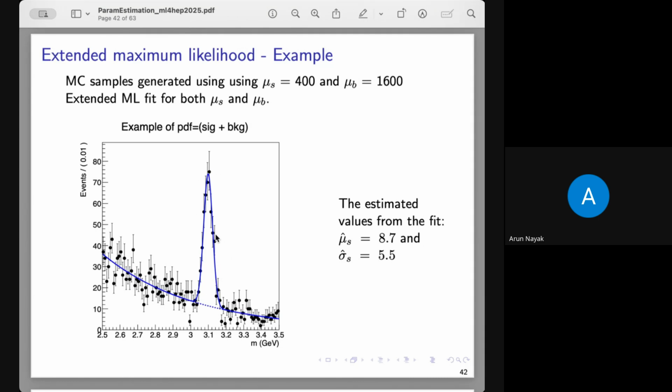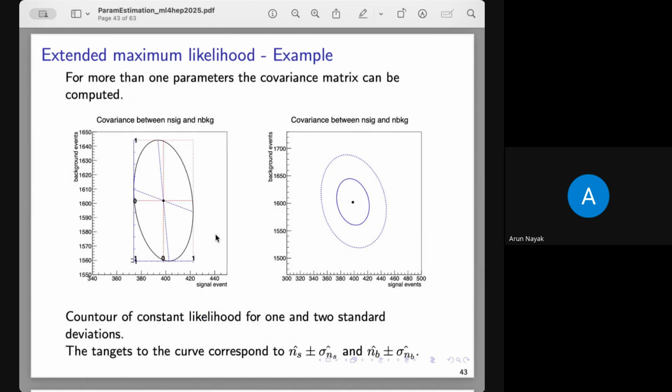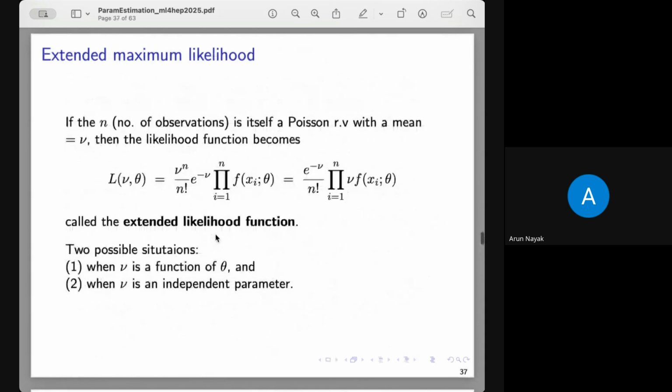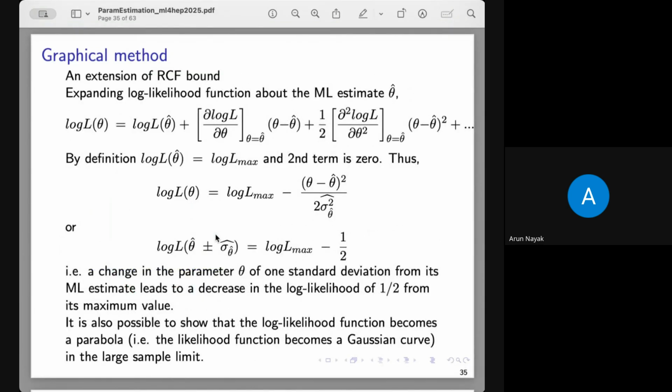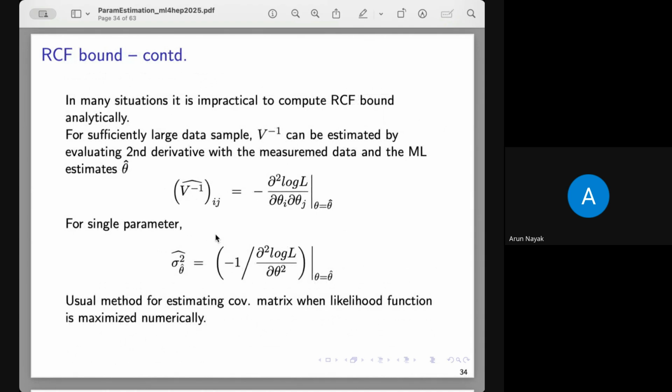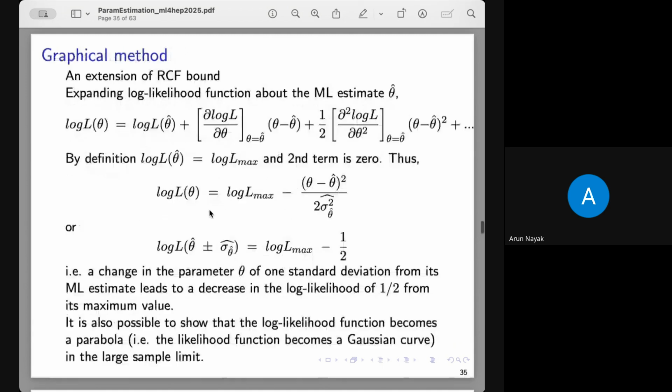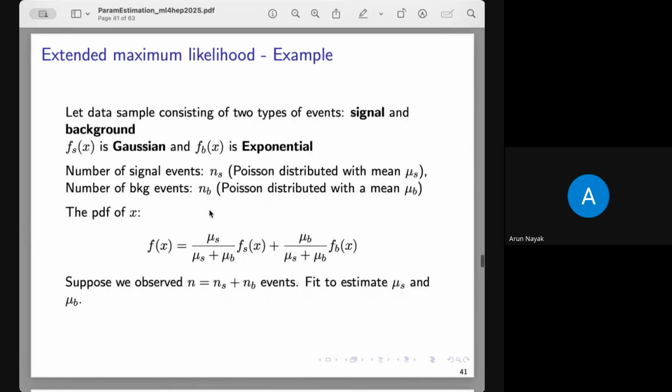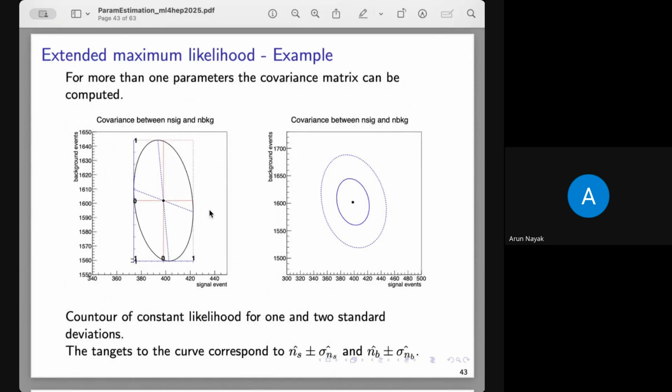Okay, in the peak. And when you have more than one parameter, you can also get the covariance matrix that we discussed here, I guess. Let me go back. Yeah, here. So the covariance matrix would be of this form when you have more than one parameter. So you can get the individual covariance matrix, and from the covariance matrix, one can get the covariance.